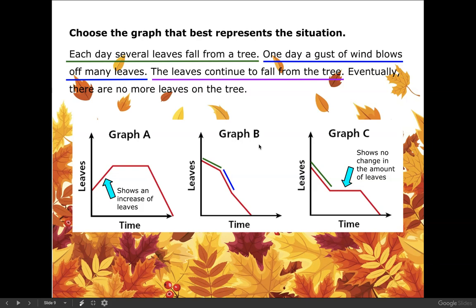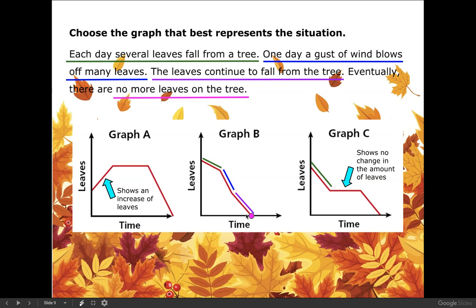The leaves continue to fall from the tree. So we see that in this graph. Eventually, there are no more leaves on the tree. So we definitely would see that in this graph, because at this point where the leaves are falling off, over time they get down to 0. This means there are no more leaves. Whatever time has passed, the leaves are at 0.